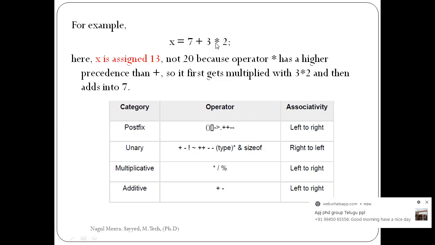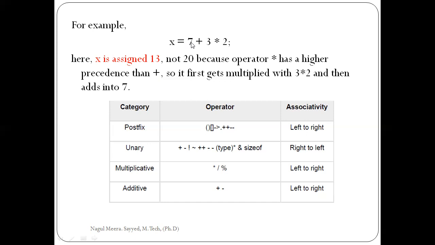The multiplication operator has higher precedence compared with the plus. So here x is assigned 13. That means first 3 into 2, that is 6, plus 7, 13. So 13 is generated and then this 13 is assigned to x, not 20. How would this 20 come?